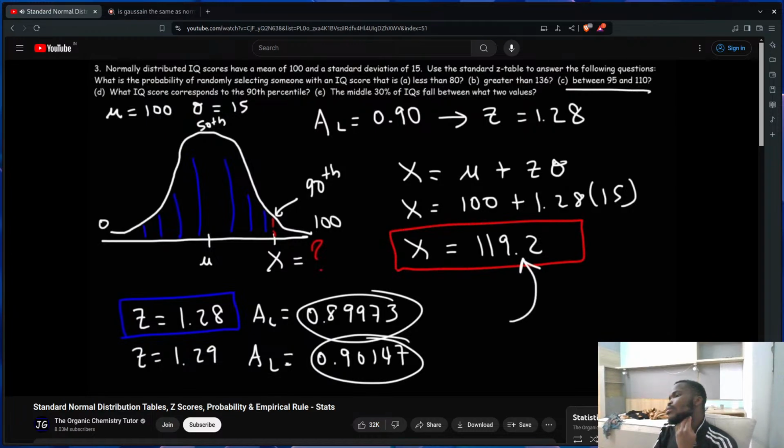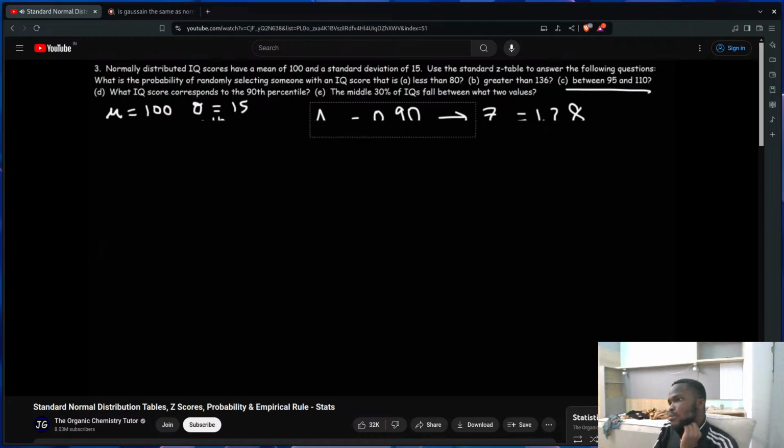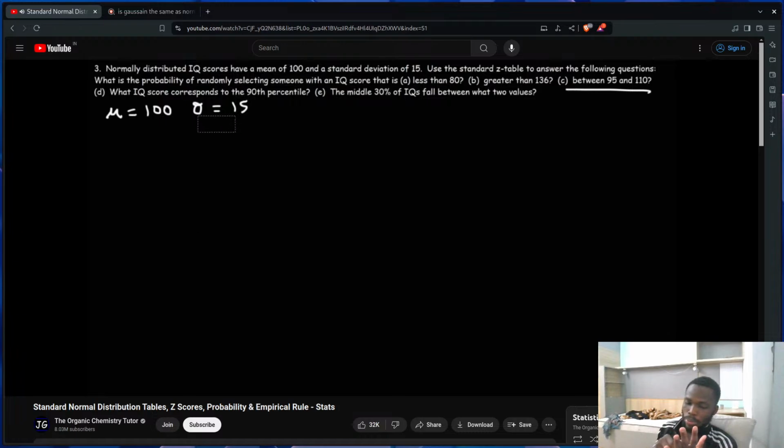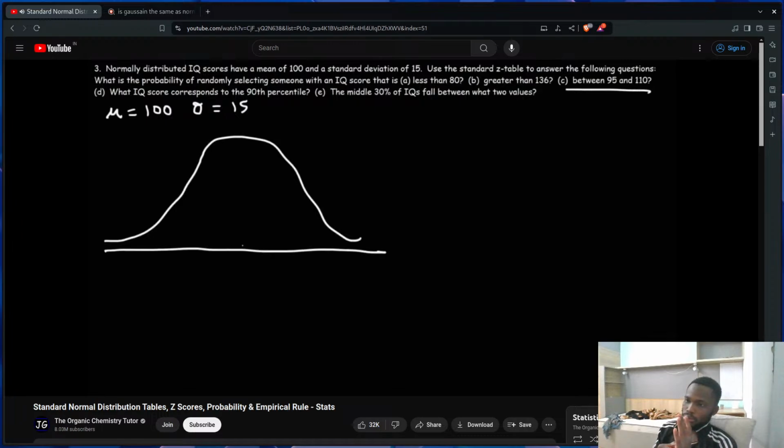Part E. The middle 30% of IQs fall between what two values? So what do you think we need to do to get that answer? Part E is very similar to Part D. Let me show you why. So let's put the mean here. This is going to be 100. And we're going to call this value x2 and this one x1. Those are going to be the two IQ values that we're looking for. Now granted, it's not drawn to scale.